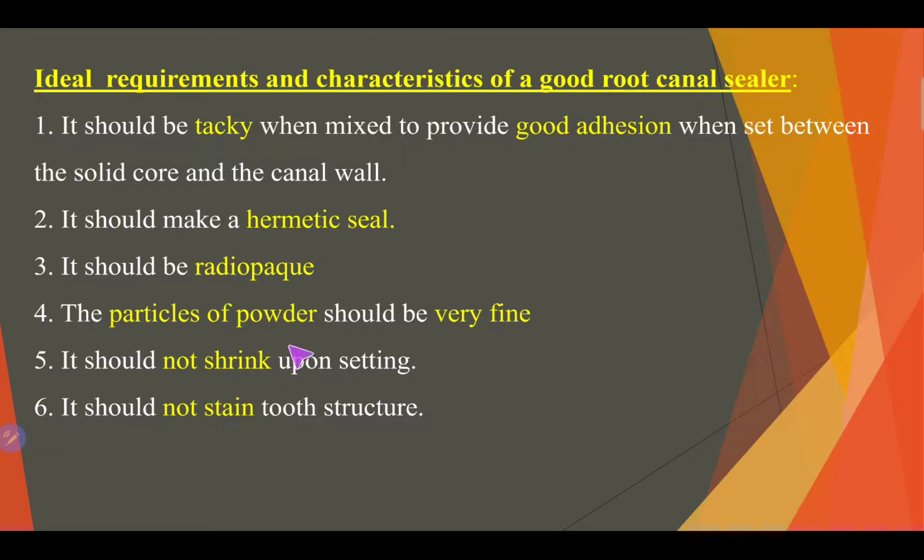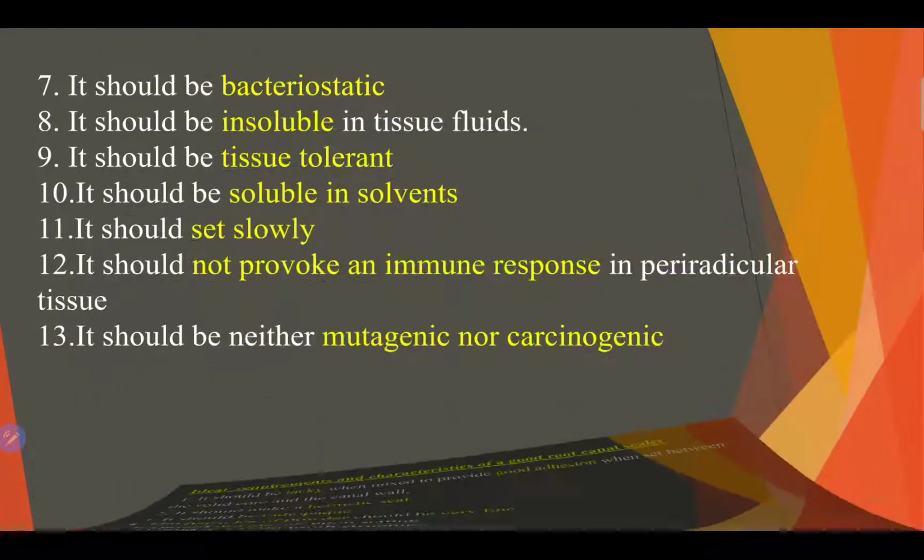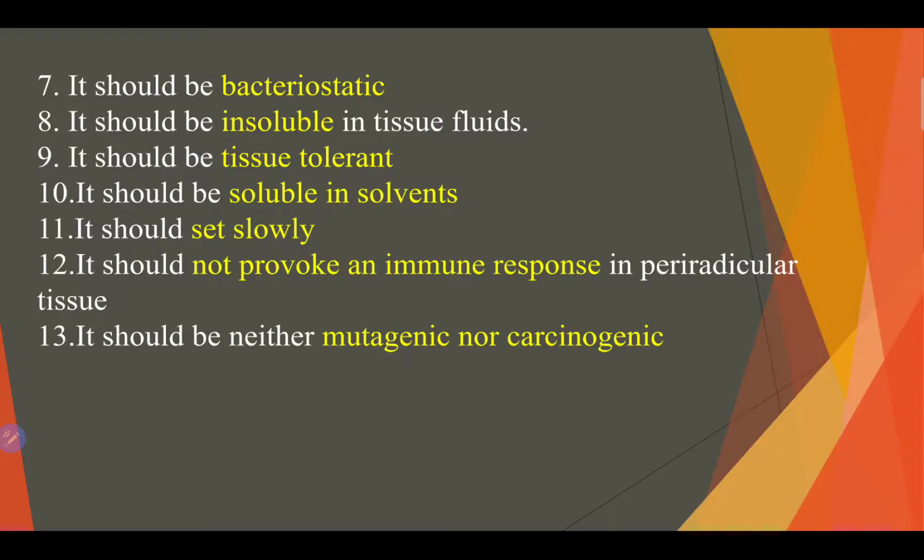That's obvious, because if it shrinks, there will be micro leakage, and then there will be a periapical lesion. Don't stain. That's also obvious. It should be bacteriostatic, insoluble, also for micro leakage, and tissue tolerant, because some sealers go out from the periapical area to the periapical tissue, so if it comes out to the periapical tissue, it must be tissue tolerant and doesn't make any inflammation or irritation to the periapical tissue.